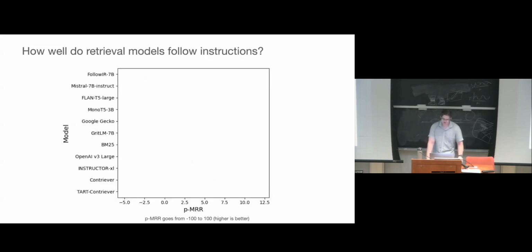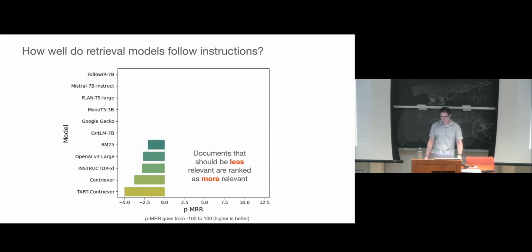Let me show you how well retrieval models do with following instructions. Here's a bunch of existing retrieval models on the left, and on the bottom is this instruction sensitivity metric that measures whether the model followed the instructions or didn't. Because you can move the document up or down the ranking, your score can go from -100, where you make the document much more relevant even though now it's not relevant, to 100, where it's completely not relevant, which is ideal, or 0 if it doesn't change based on the instruction. A lot of these retrieval models actually make it more relevant when they should be making it less relevant, so they have negative scores.